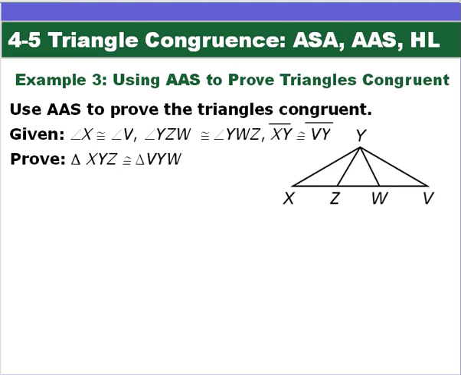So it says angle X is congruent to angle V. Angle YZW, so YZW is going to be this angle, is congruent to YWZ. YWZ is this angle, so I need two marks on those. And then XY is congruent to VY. And they want us to prove that triangle XYZ, so that's this triangle here, is congruent to triangle VYW.